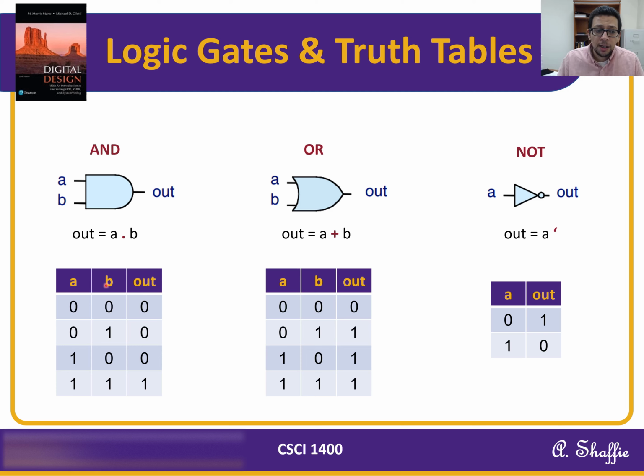For a truth table, we have to list the inputs in alphabetic order. So if I have A, B, C, I have to start with A, followed by B, followed by C. If I have X, Y, Z, I should start with X, then Y, then Z. And after that, I will list the name of the output, maybe 1, maybe 2, whatever. I will list the output at the end of that table.